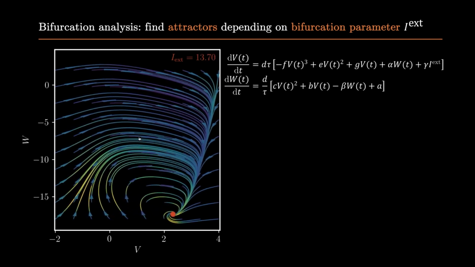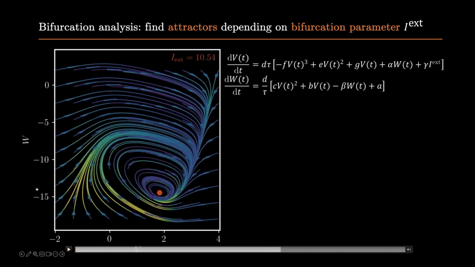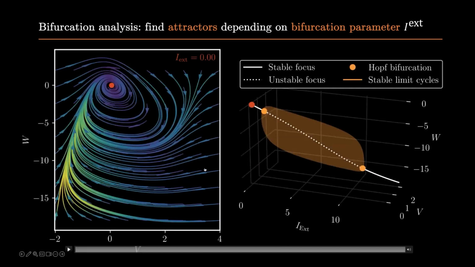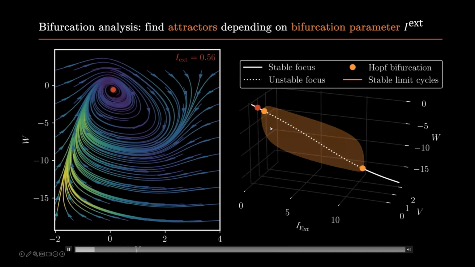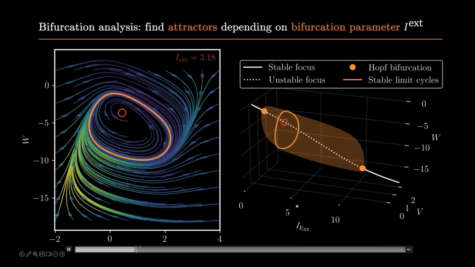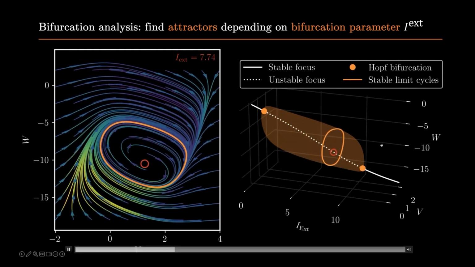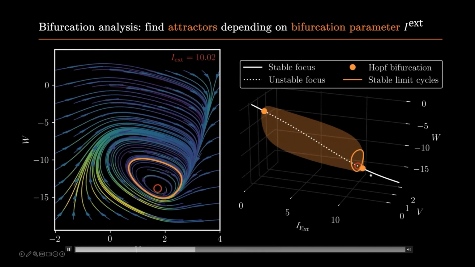Now, this is an animation, but we can represent this in 3D space, where we put W and V on two of the axes, and we put I on the third axis. This looks like this. So it's the same animation, and on the right now you see this fixed point moving, and then we see the limit cycles. And then the limit cycle disappears again.